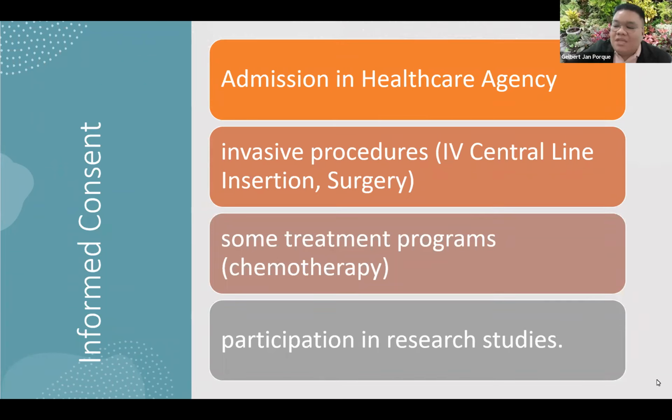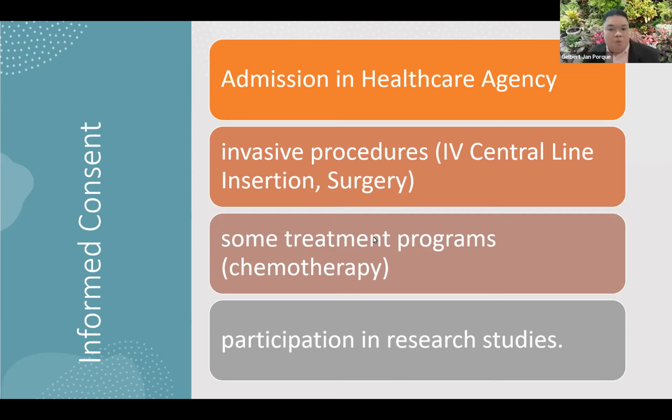So it does not mean that every time that you will insert an IV, you will need to ask for the consent of your patient. No, that's not how it works. But when it is a central line, take note, it is an access made by your surgeon. So you need to have an informed consent every time there will be a central line insertion. Okay, kindly take note of that.